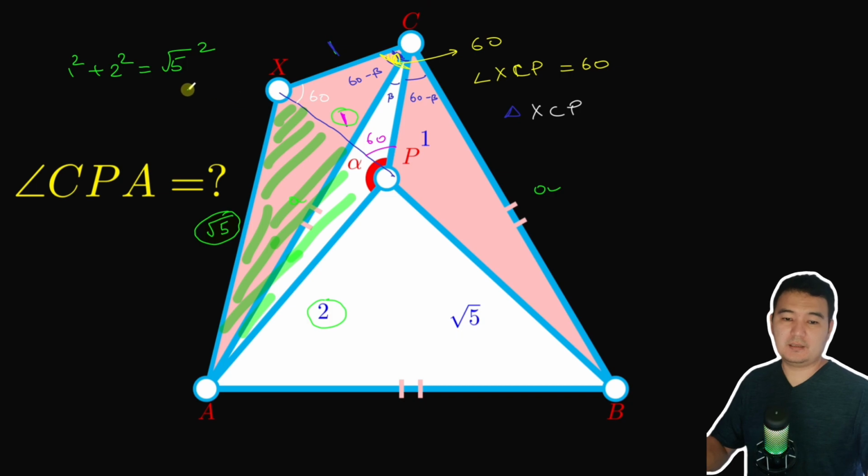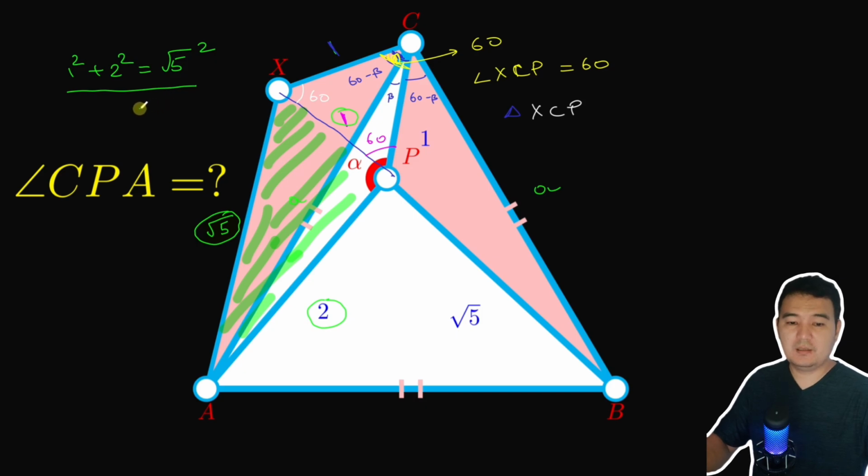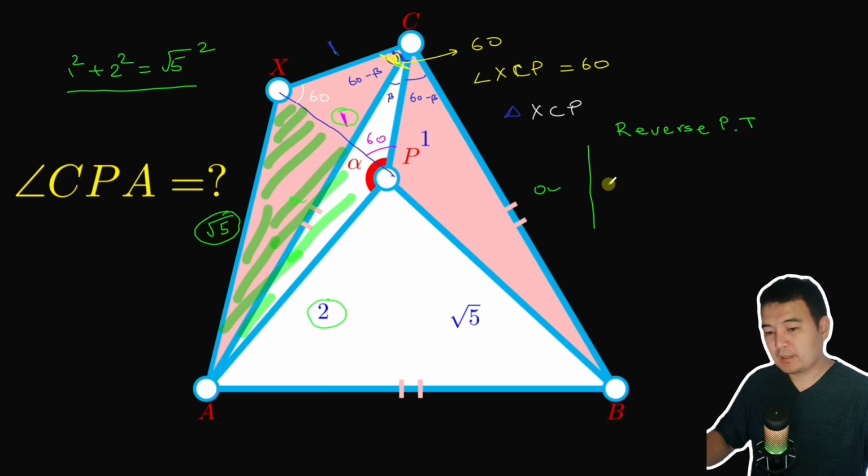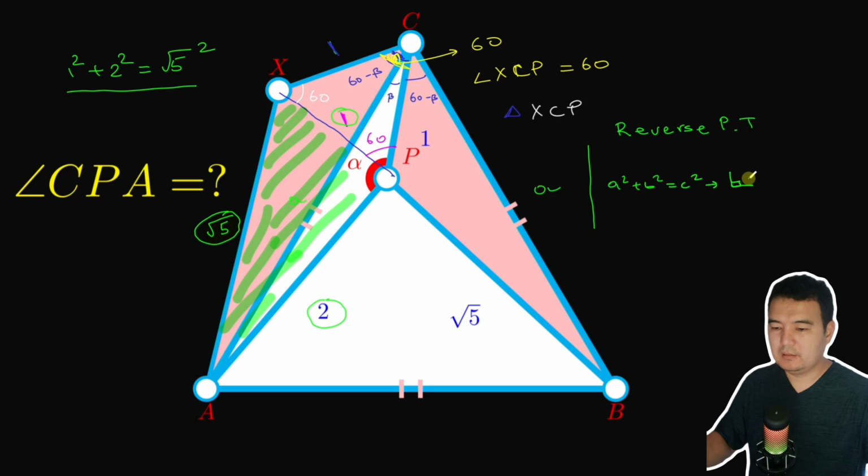So when we see that the equation of the Pythagorean theorem is true, it means that it's a right triangle. So for example, let me put the theorem here. Reverse Pythagorean theorem: if you see a square plus b square is equal to c square, it means it is a right triangle. Like this. So that's what we have.